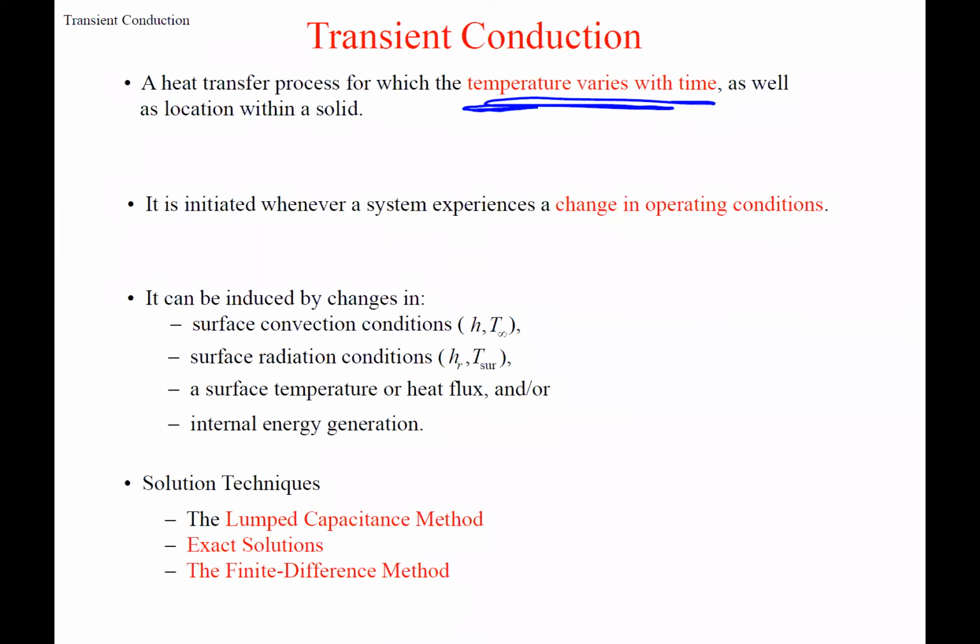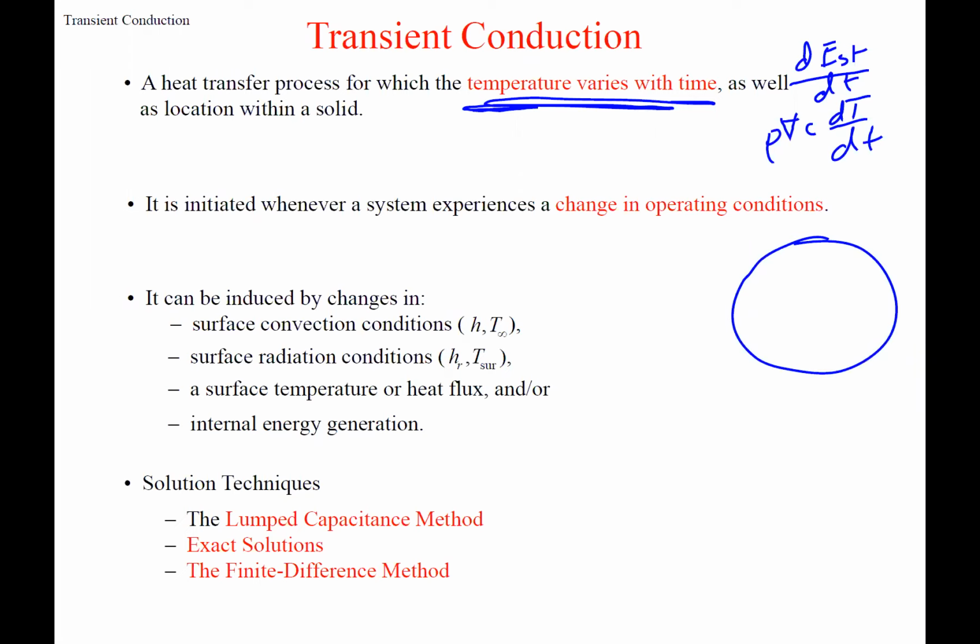So that means the energy stored term is changing, which means inside that stored term we can put rho v c dT/dt, and temperature is changing with time. What's happening is we have a change in boundary conditions, and you see that here. Maybe you have a sphere, and then all of a sudden you have surface convection.